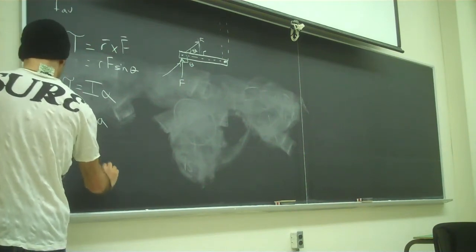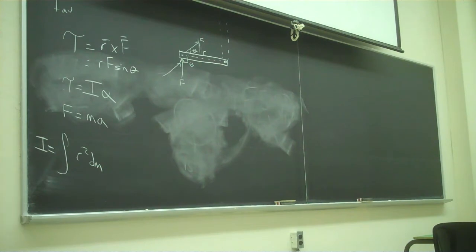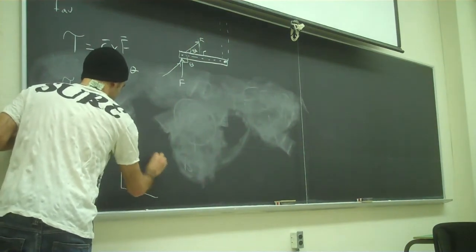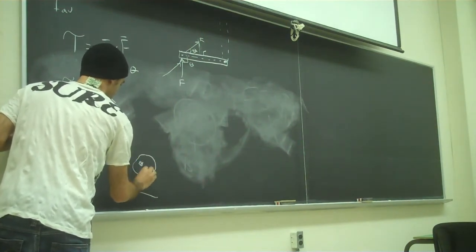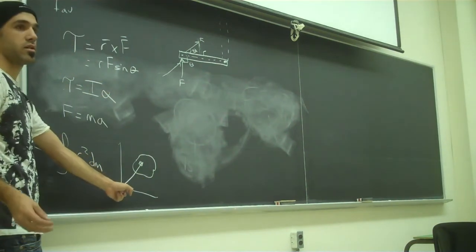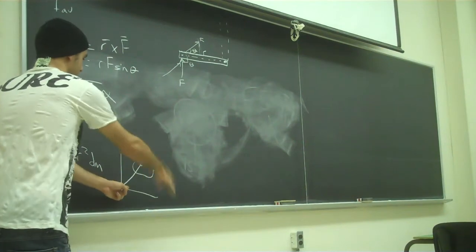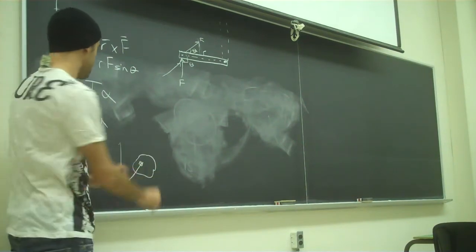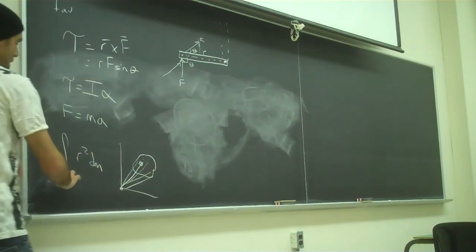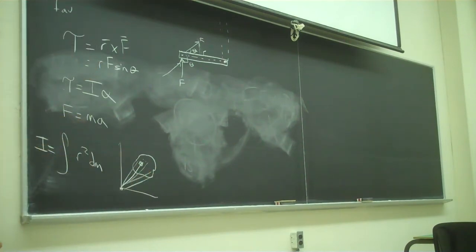R squared dm. Don't let that confuse you. It looks complicated. All it means is if you integrate an object, let's say you have an object like this, some blob, and you take a small section of it, and the distance to the origin, if you're trying to find the moment of inertia around the center here. So let's say this object is going to rotate like that. You would add up all the little pieces of mass and the distance to the origin and integrate over that, and that would give you the total moment of inertia.